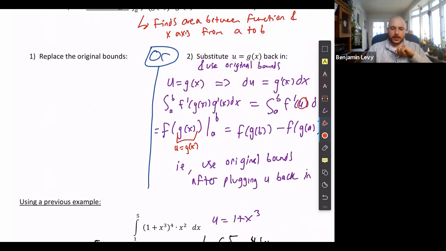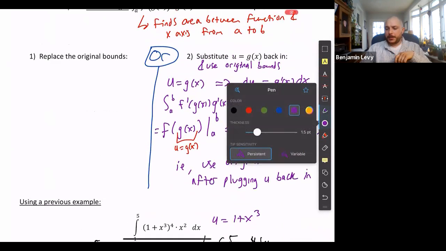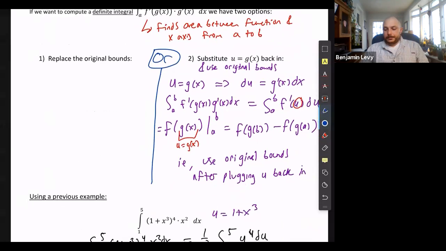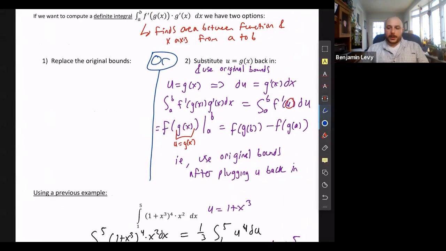Okay, if there aren't thoughts, let's look at the other option. I would call this maybe the more savvy approach. Some people like this one better. I'll just leave it at that. So the other option is you can replace the bounds, and the idea is you don't substitute u back in.